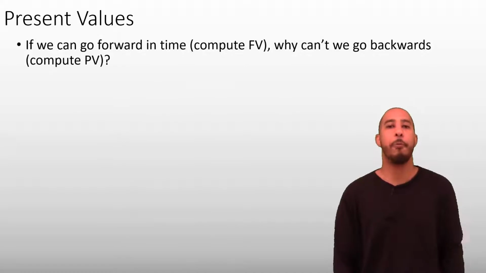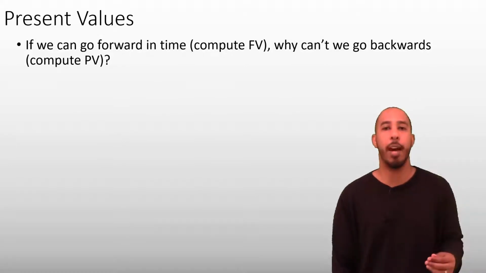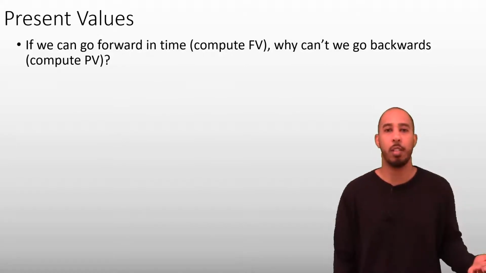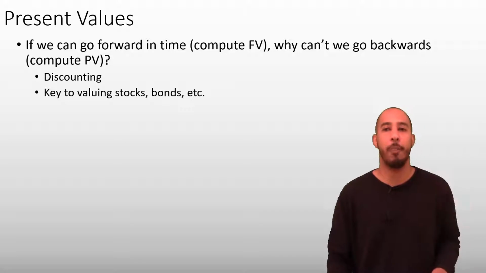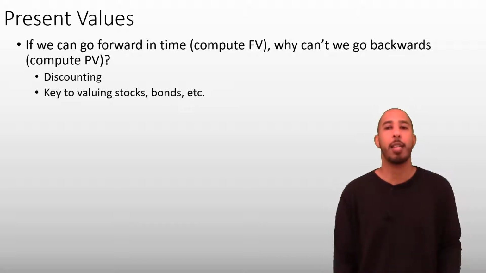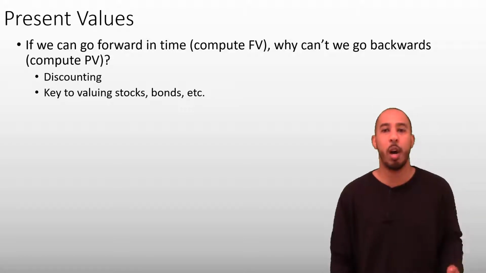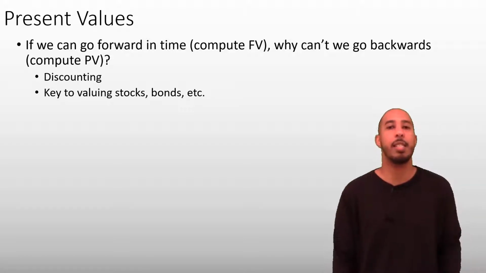So far, we've been going forward in time by computing future values. Why can't we go backwards? Well, we can. We can just as easily find the present value of something as we can find the future value of something. We call the process of computing the present value discounting, as opposed to compounding for future values. And discounting is the key to computing the values of stocks, bonds, and other investments.